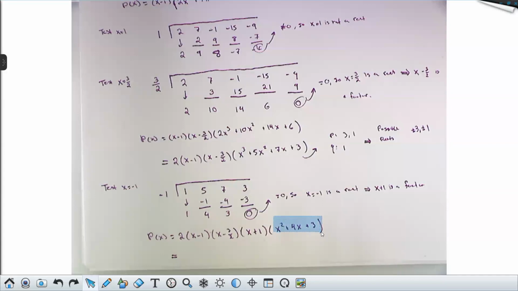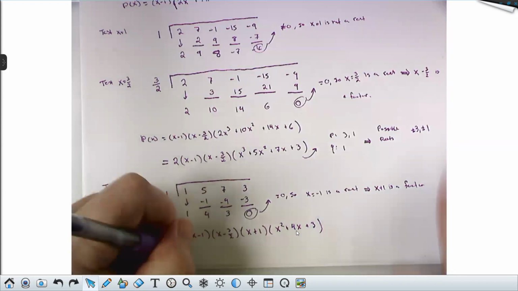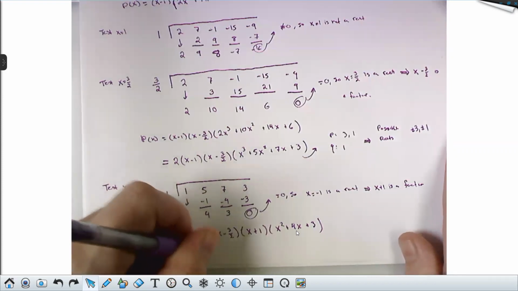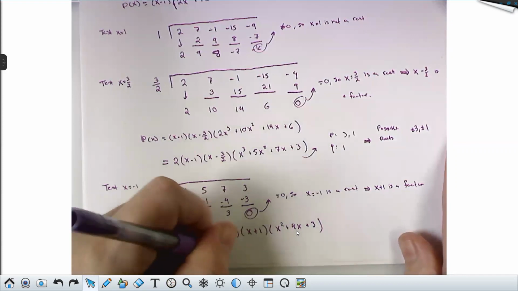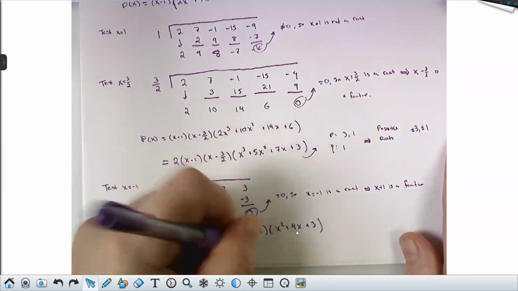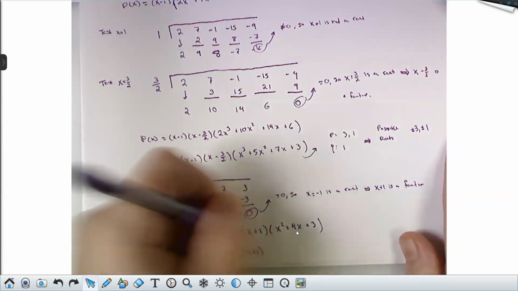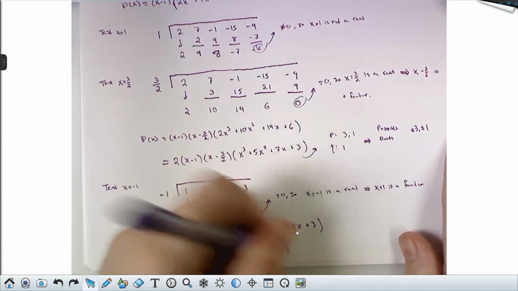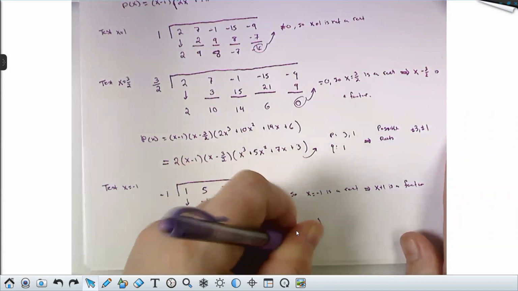Is this easy to factor? Yes, x plus 3, like in parentheses, and then x plus 1. Very good. Yeah, I'm looking for two numbers whose product is 3 and sum is 4. Those are 3 and 1. So this is 2 times x minus 1 times x minus 3/2 times x plus 1 times x plus 1 times x plus 3.